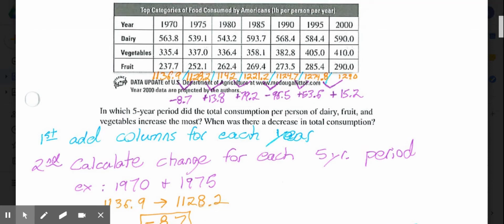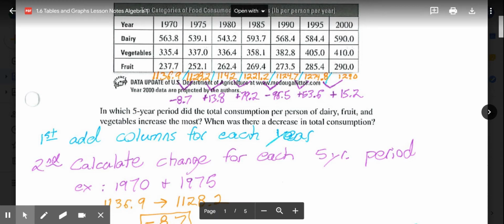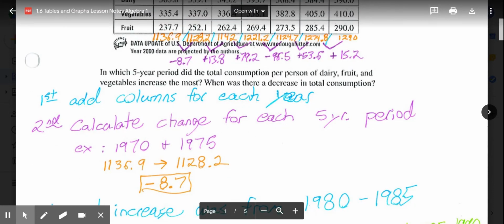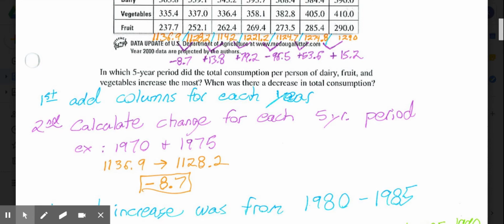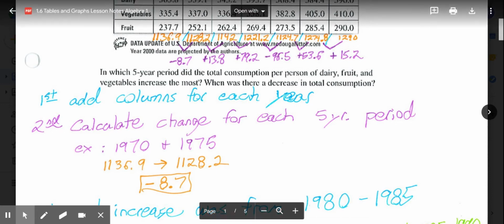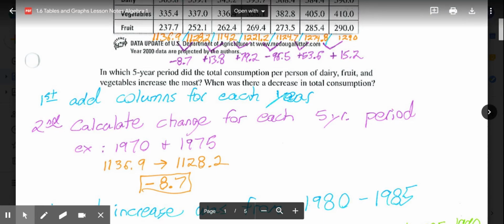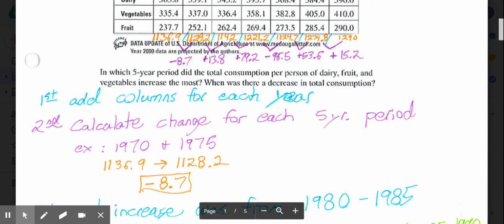So the way I do that, for example, if I'm looking at 1970 to 1975, I want to take the totals from those 2 years. 1970 was 1,136.9. 1975 was 1,128.2. So in that case, it went down 8.7. So I looked at the difference, subtracted, and it went down 8.7. If this number would have been larger, this would be a positive or an increase of a change.